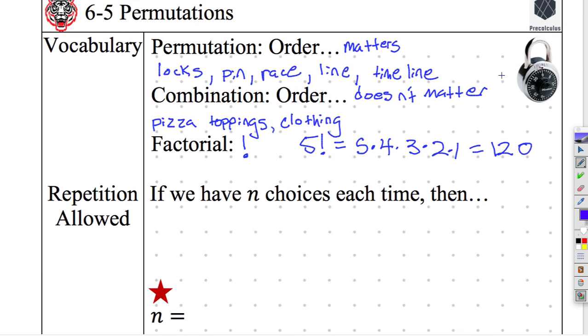Order matters, though, for a combination lock. Order matters, so a better name for this is a permutation lock. What? No. That's my brain exploding. It's a permutation lock.